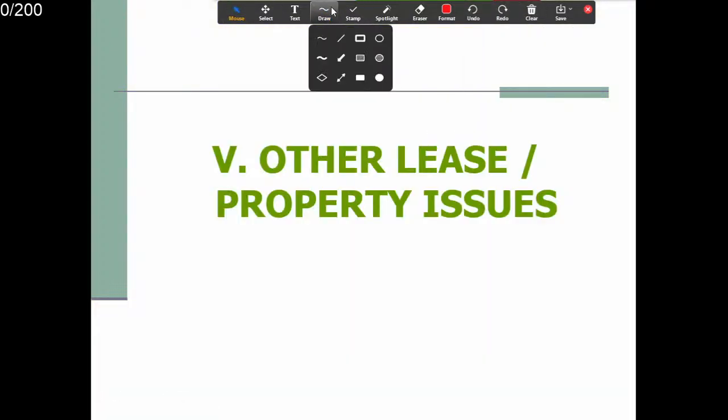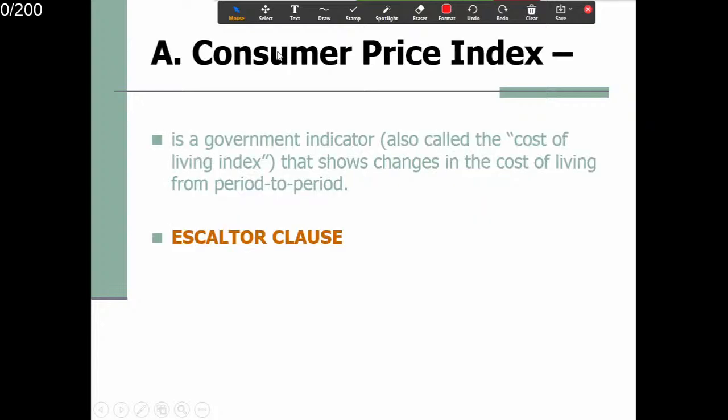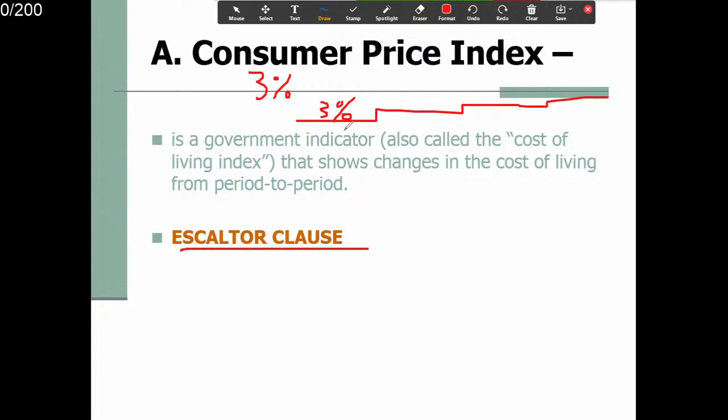Other lease and property issues. 其他的问题，OK。Consumer price index, right? Typically it is at 3%. 这个经济膨胀的话，right？所以每一年它是增加3%。Okay, 3% up. So it's a government index called a cost of living index that allows changes in the cost of living from period to period. So this is called an escalator clause. Okay, so it's like a staircase，很像那个电梯一样，一路上去。基本上是3%。Typically it is 3%.